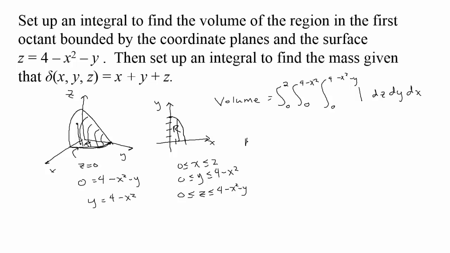Now to get the mass, we'll take density. Since density in 3D is mass per volume, we'll just take the density times the volume to get a mass. So same region, so same bounds. All it changes is the integrand. So the density function is x plus y plus z. So we'll have to take that function and multiply that by dz, dy, and dx.